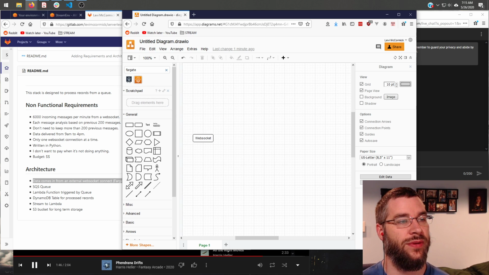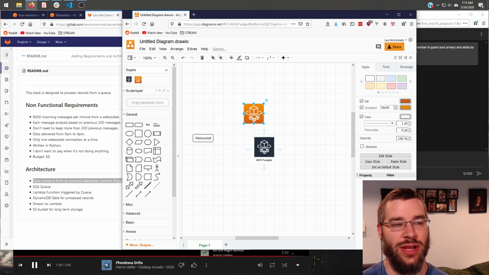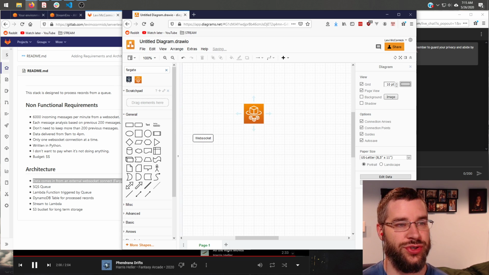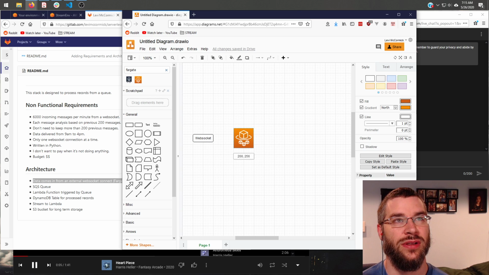Let's see if we have a, look at that, we have a Fargate icon. Ooh, there's two different colors. So your more traditional AWS icons are this orange, so we'll probably go with that for now. So you see how it automatically starts aligning those little lines that show up and help you align your icons.